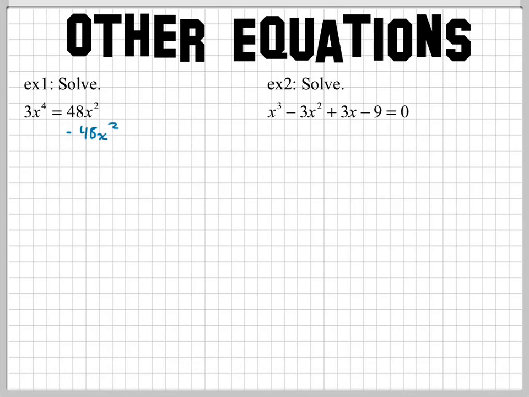So I subtract 48x squared from both sides. And then I get 3x to the fourth minus 48x squared equals 0. Now, what would you do? Take out the x. Yes, you can take an x squared out of both of those. Can I take anything else out? A 3. Okay.